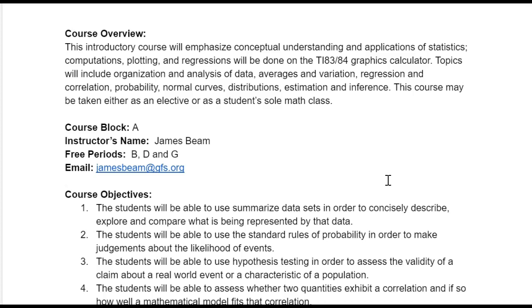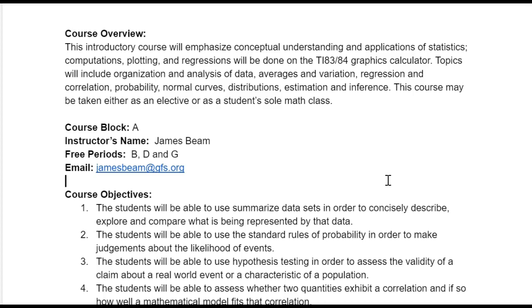So the rest of that is just about topics we're going to cover: analysis of data, averages, variation, regression, correlation, probability, normal curves. That's pretty straightforward. It's just what the course is about. We will be meeting during A block.